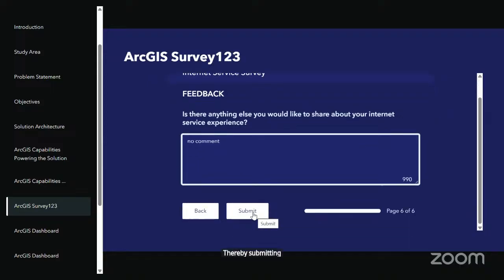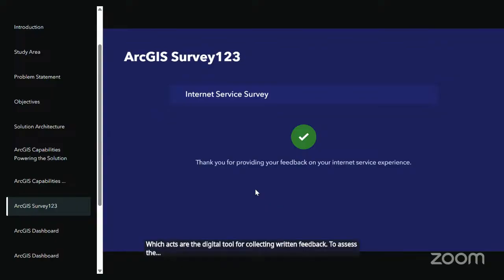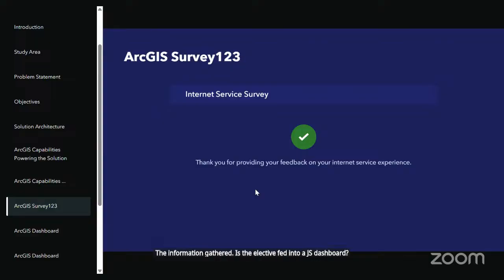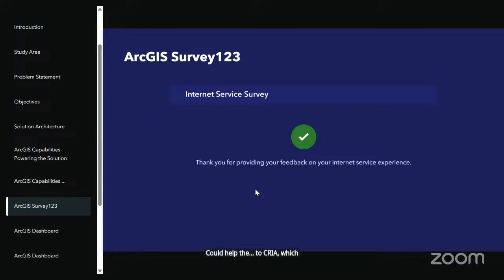Thereby submitting the form, and as the customer submits this survey, which acts as the digital tool for collecting real-time feedback to assess the internet service quality, the information gathered is directly fed into the ArcGIS dashboard, which then allows the internet service providers to monitor and improve their service performance, and also could help the TCRA, which is the regulatory authority, to ensure compliance with the service standards.